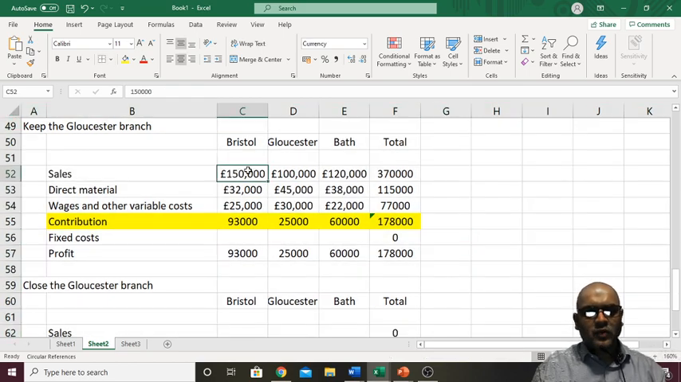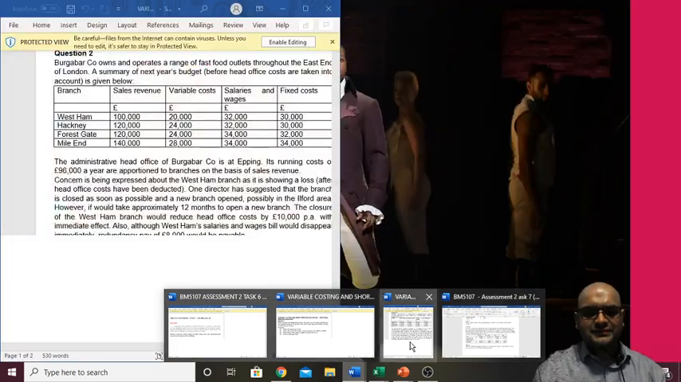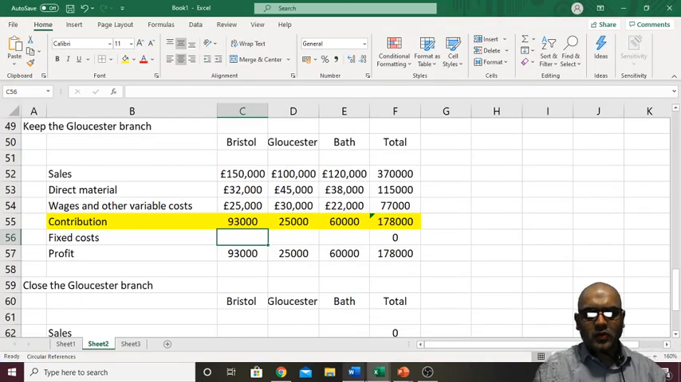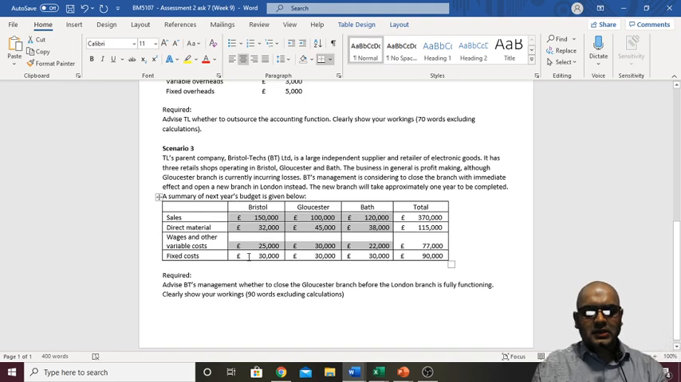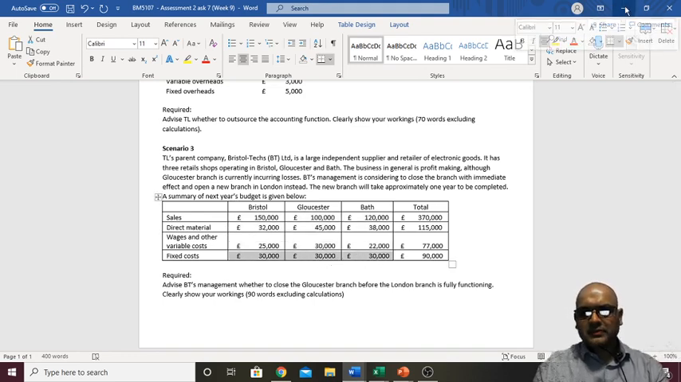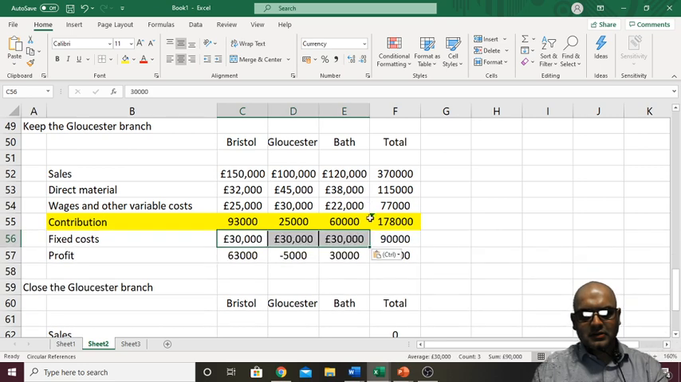So what's happening is that once you have put in those figures, it is doing all the calculations for you. Currently Bristol branch provides contribution of 93, Gloucester branch 25, and Bath is 60. Now let's copy and paste fixed costs. Oops, wrong one, this one, 30,000. Okay, there you go. Again removing the borders.